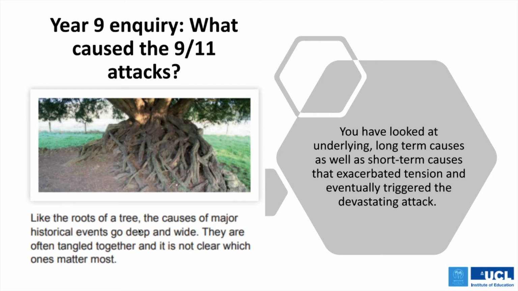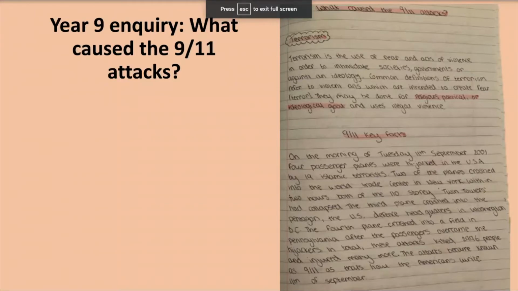So, like the roots of a tree, the causes of major historical events go deep and wide. They are often tangled together and it is not clear which ones matter most. So it was your job as historians to try and disentangle all the causes and work out what you thought was the main cause for the 9/11 attacks.